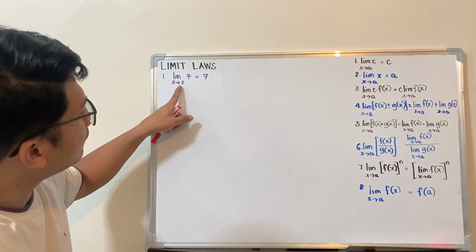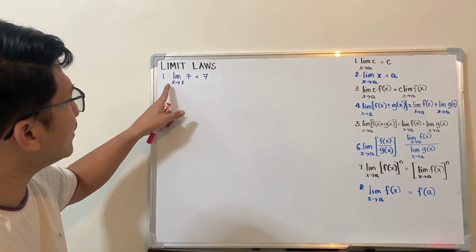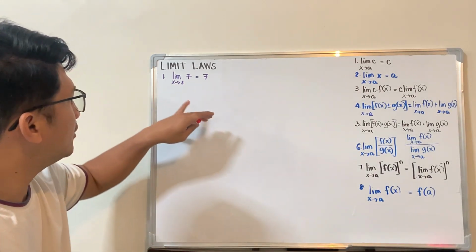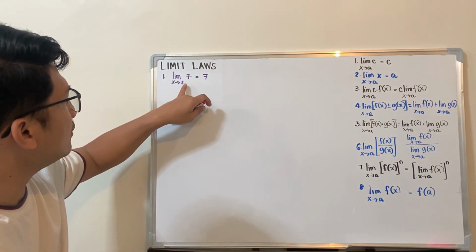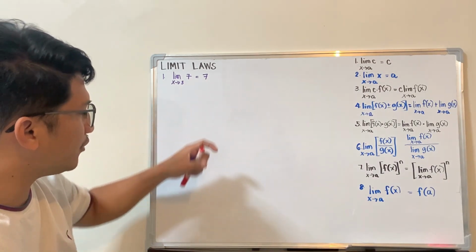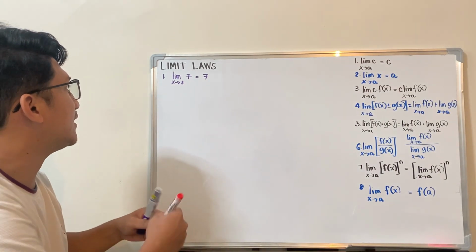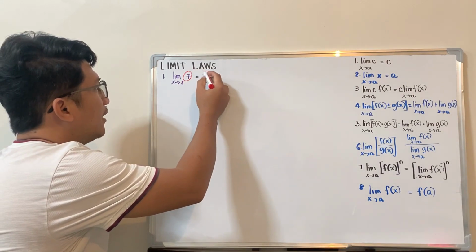Whatever the value of a here, as x is approaching a, even if it becomes 5, the result will always be 7. So in other words, it will always be the constant.